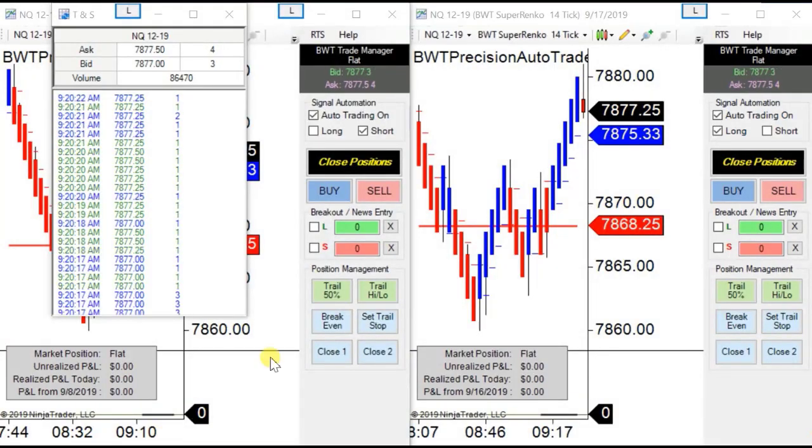Good morning, Tuesday, September 17th. Here's the computer clock. I'm sorry, here's time and sales. Computer clock is actually near the screen. I'm using a different monitor and somehow I don't see the computer clock on this monitor. I apologize. Maybe I'll figure it out later. Right now I just want to explain this setup over here.